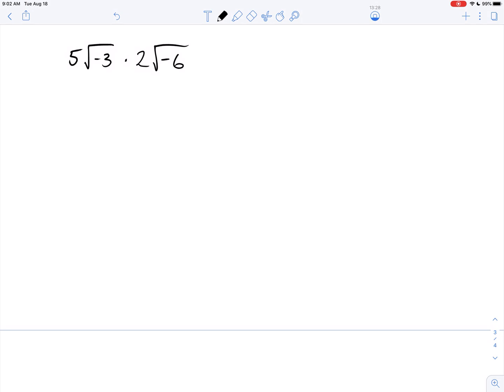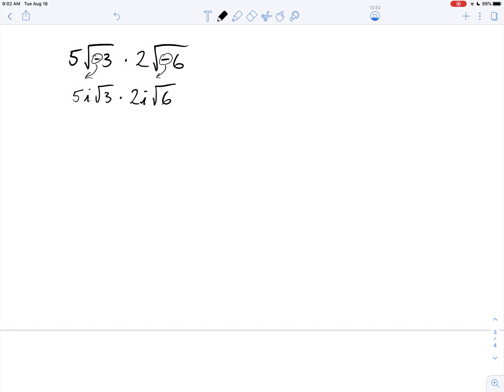Here's the deal with this. If you see a negative under the radical, that means you automatically poke out your i's. Even though you can't take anything out for rad 3, you take out the i. So I would rewrite this as 5i rad 3. Similarly, I'm going to poke out my i's over here. I'm going to say 2i rad 6. Now I can actually multiply and get this thing cleaned up.